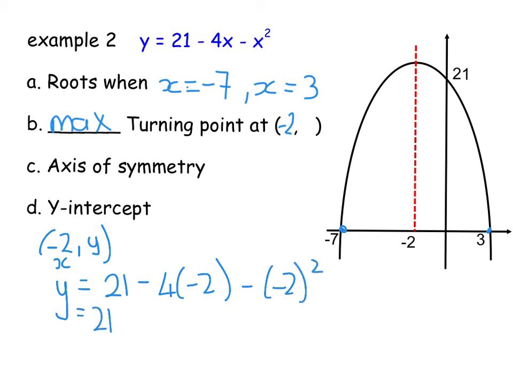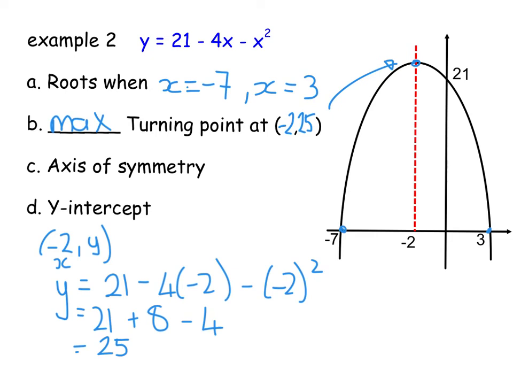So that's 21. Double negative makes plus 8. Negative 2 squared is positive 4, but there's a take away, so take away 4. So technically there I've got 21 plus 8 is 29, take away 4 is 25. And that's higher than the 21, so that works. So my turning point is at negative 2, 25, right? That's what that point is there.